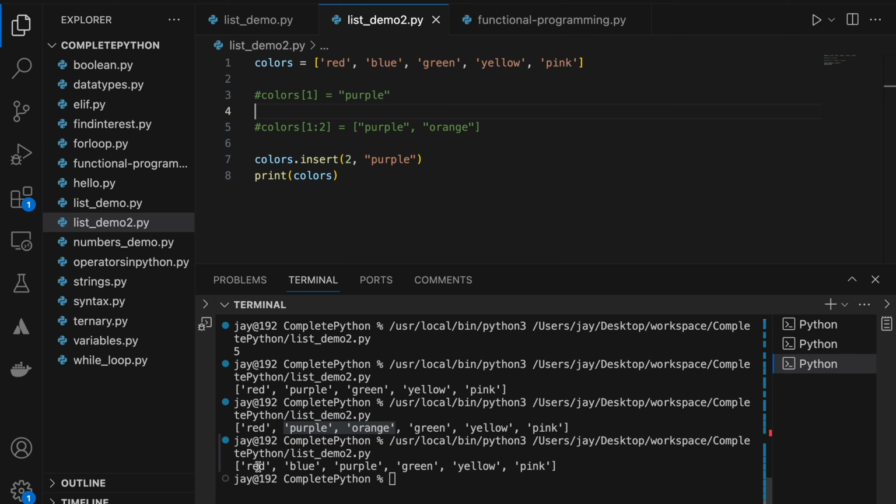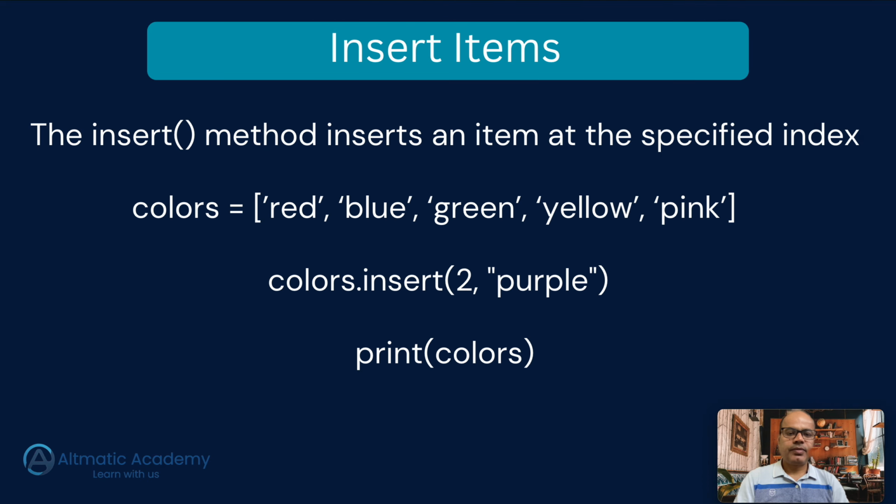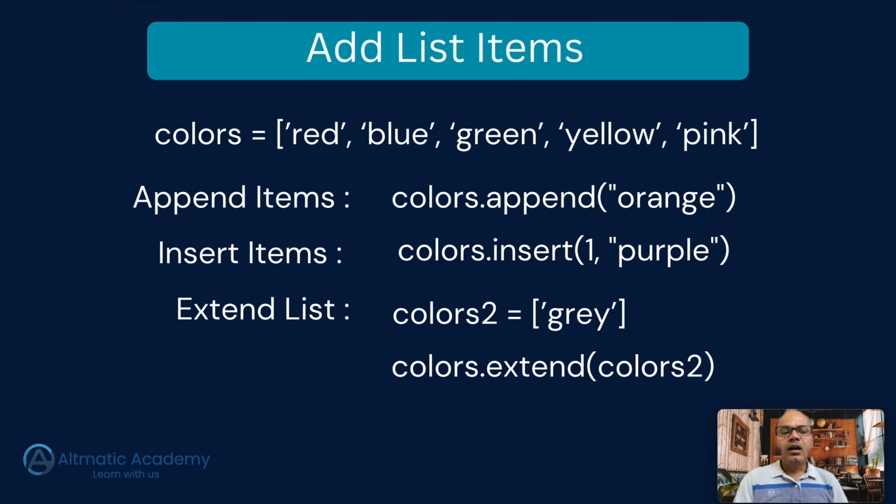If you see, red, blue, and at the second position purple is added and green moved to the right. So we have inserted one new item here and the others move to the right. Hope it's clear. Now, add list item. Suppose that I am looking to add more items in a list. So how can you do that?